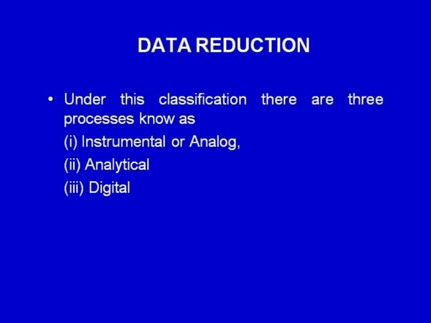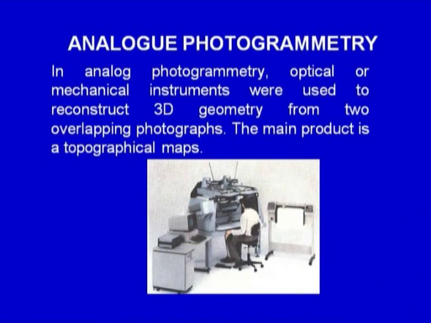Then, classification of photogrammetry on the basis of data reduction. Under this classification, there are three processes known as instrumental or analog, analytical and digital. So, let us look at what actually is analog photogrammetry. In analog photogrammetry, optical or mechanical based equipments are used to reconstruct 3D geometry from a pair of overlapping photographs. The main product is a topographical map. The picture below shows a typical analog equipment being used for mapping purposes using a pair of overlapping photographs.